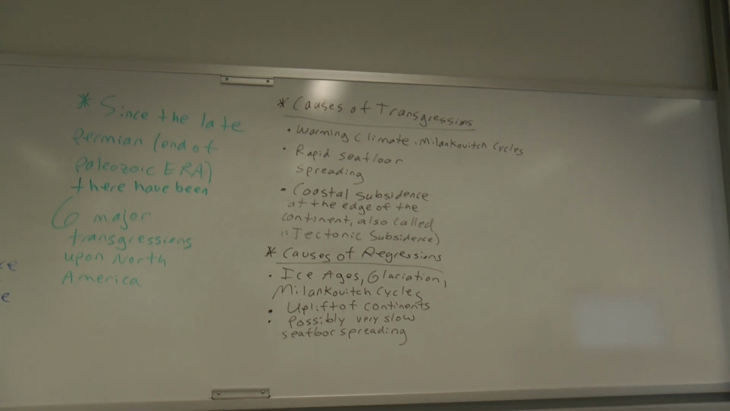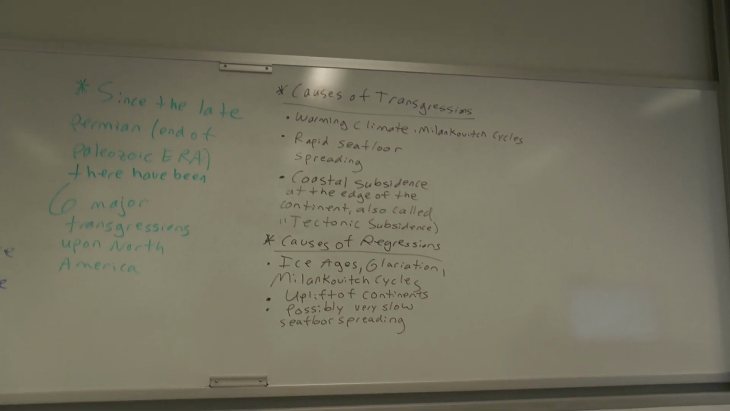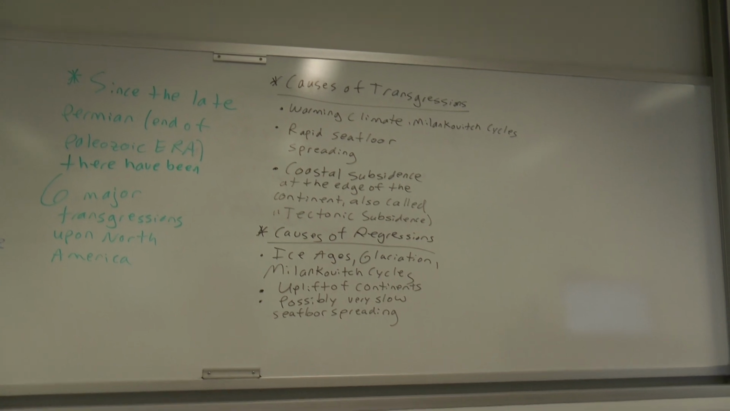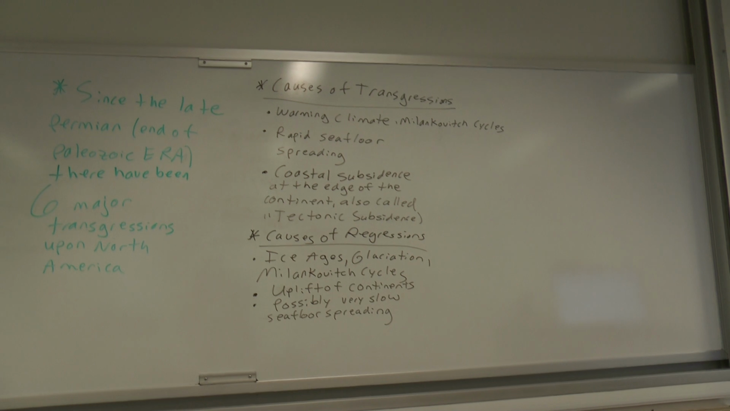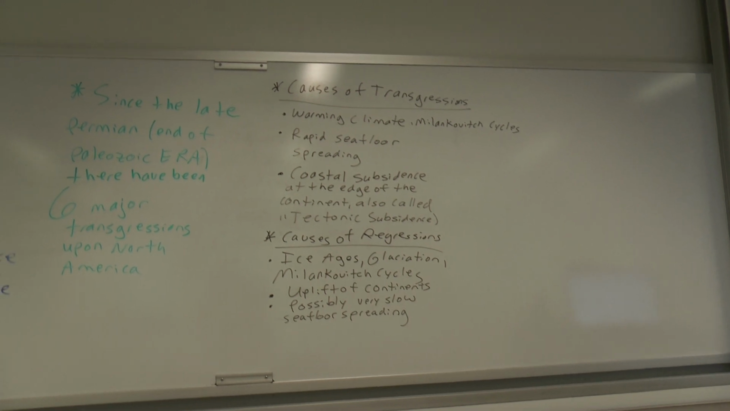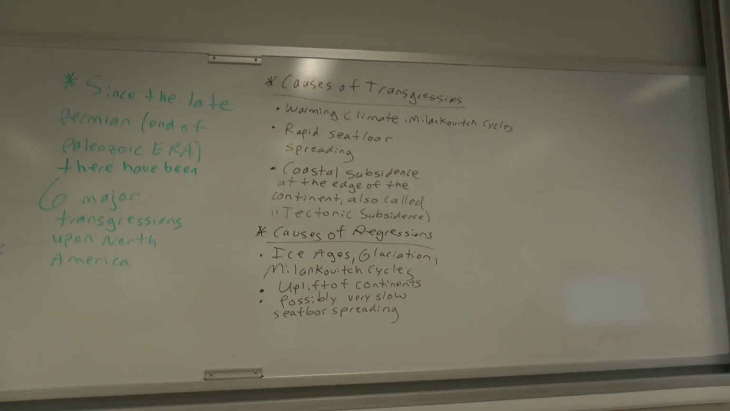Okay, causes of transgressions. Sea level rises. Well, a warming climate. What causes that? I don't know that we'll have time to touch on the Milankovitch cycles in class. I can't remember if I have them on a past PowerPoint or not. So at some point I'll try to briefly mention it in class.